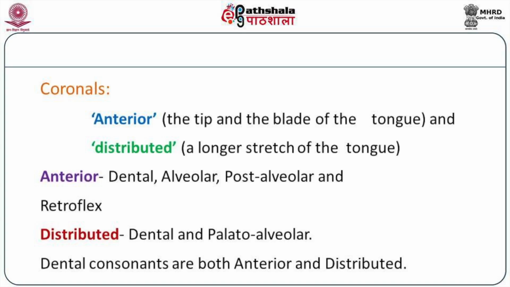Of those 5 places of articulation, at least 4 of them are anterior, and 1 of them is distributed. Of the 4, 1 of them is both anterior and distributed. Now, dental consonants are those which are both anterior and distributed. In the production of a dental consonant, it is the tip and the blade of the tongue involved, and a larger chunk of the tip and the blade of the tongue are involved.